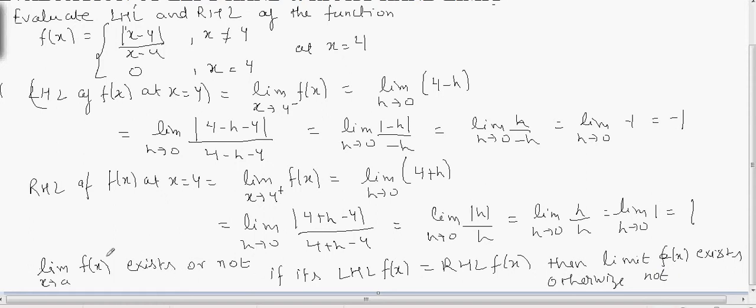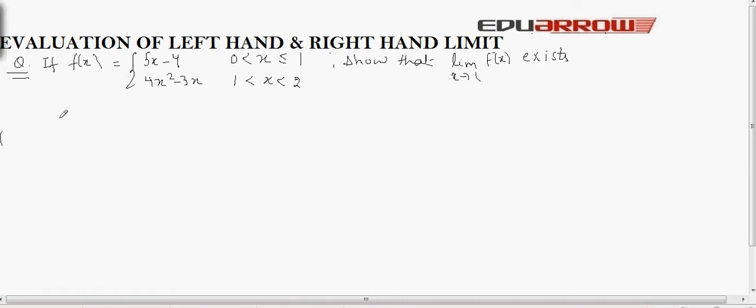So let us see one example based on this one. In this question, f(x) is given as 5x minus 4 when x lies between 0 to 1, and 4x square minus 3x when x lies between 1 and 2. And we have to show whether limit x tends to 1 of f(x) exists or not. In order to show that the limit exists, we have to show that its left hand limit and right hand limit are equal.